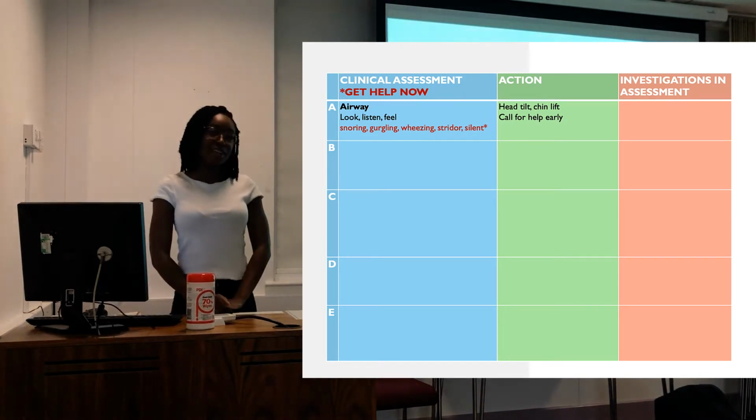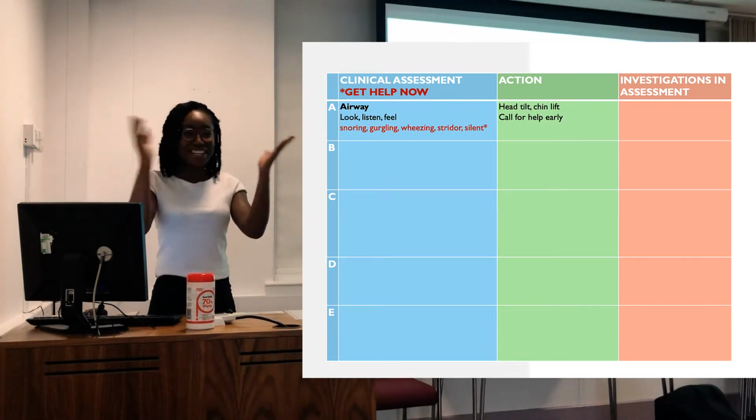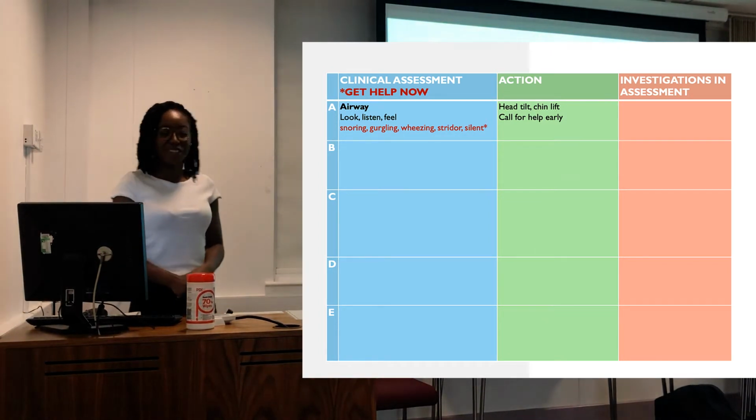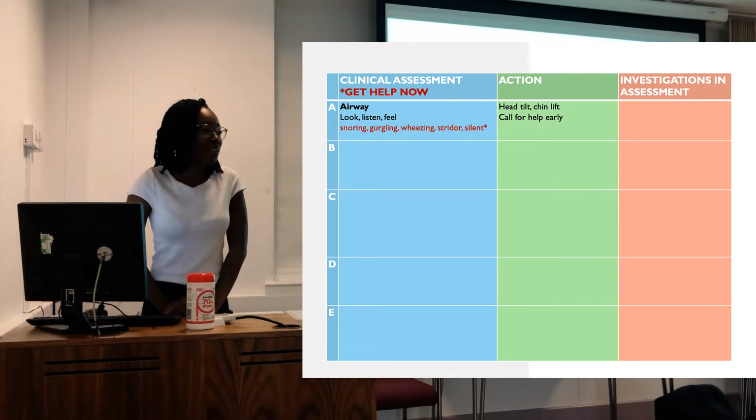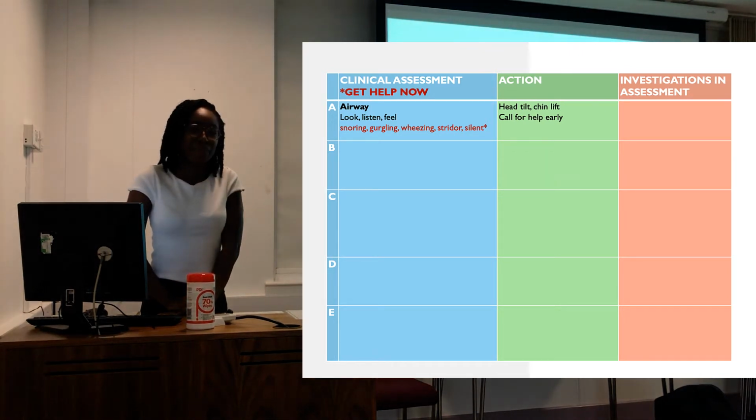And what does B stand for? Breathing, together. And what are we looking for when we're assessing the breathing? Chest expansion, equal bilaterally, trachea central or shifted over, thorax, good air entry, SATs, giving high oxygen.